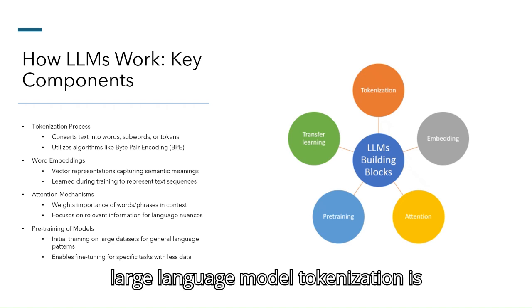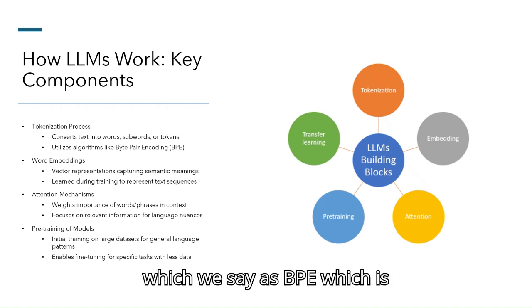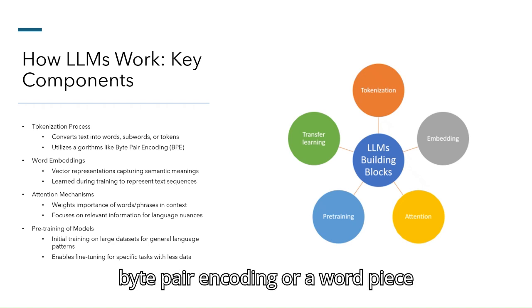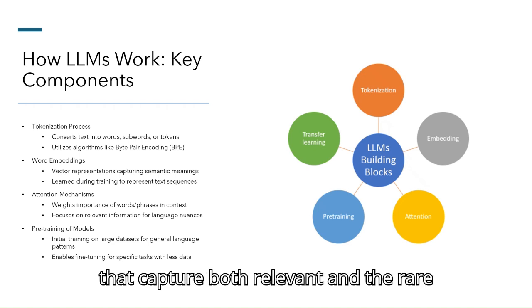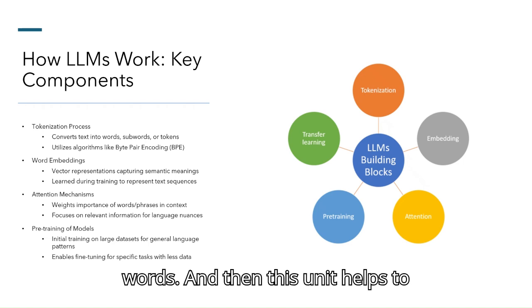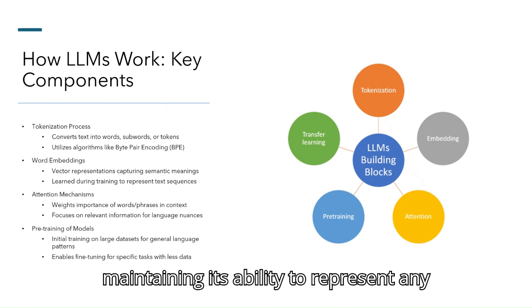In a large language model, tokenization is usually performed using a subword algorithm, such as BPE, which is byte pair encoding, or WordPiece, which splits the text into smaller units that capture both common and rare words. These units help to limit the model vocabulary size while maintaining its ability to represent any text sequence.